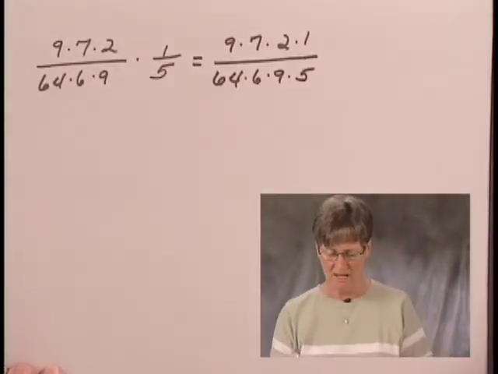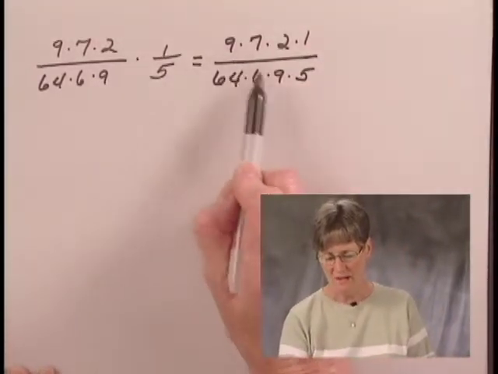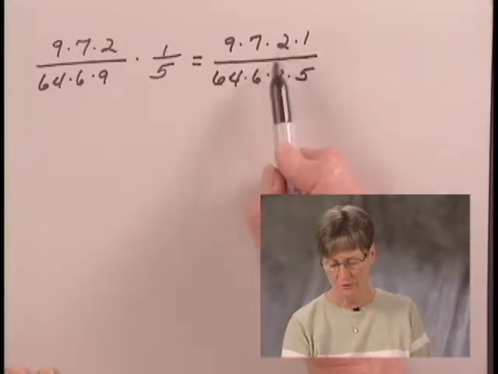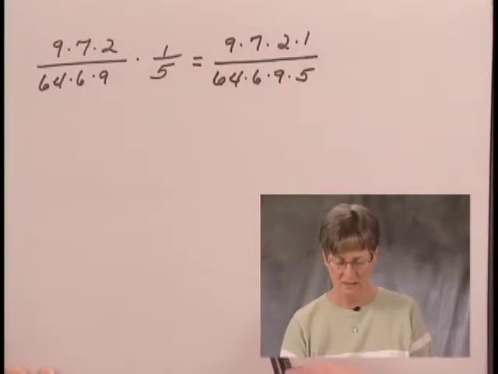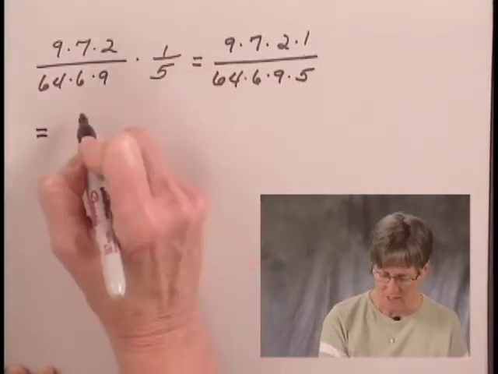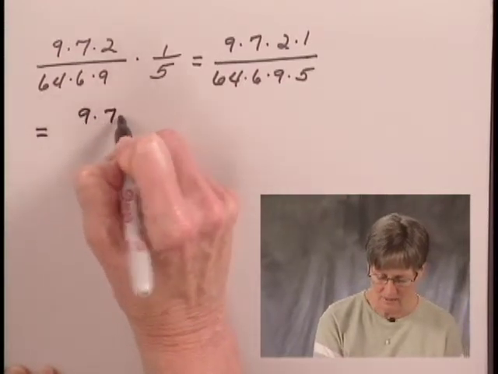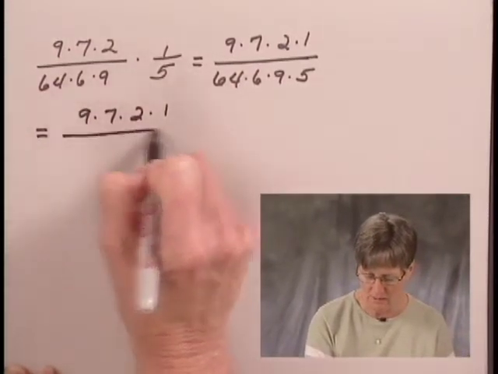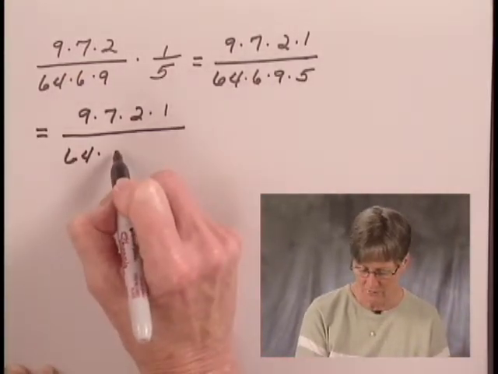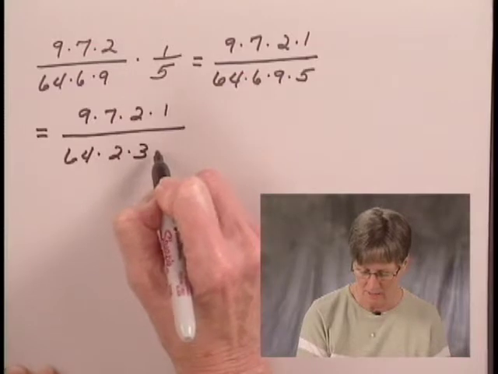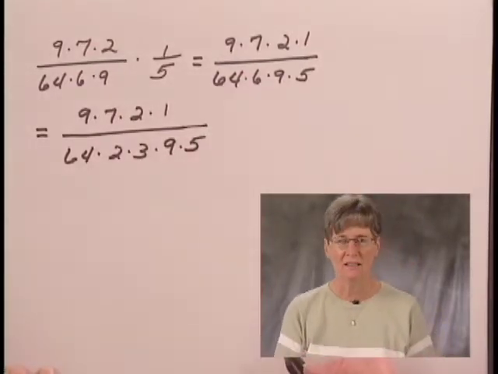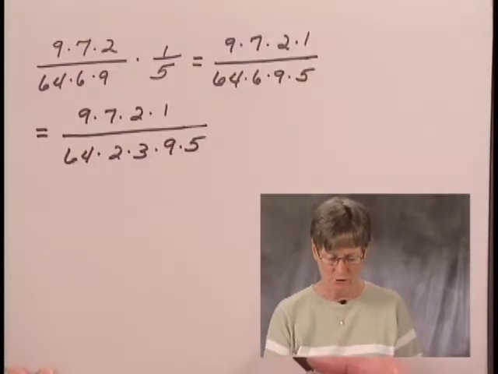And now I need to see if I can simplify. There's a factor of 9 common to the numerator and denominator. There's a factor of 2 in the numerator, and 64 and 6 each have a factor of 2. So I will be able to simplify. And let's write this as 9 times 7 times 2 times 1 over, and I'm going to keep 64 as it is, and I'm going to factor 6 as 2 times 3 times 9 times 5. And now I can cancel the factors that are common to the numerator and denominator.